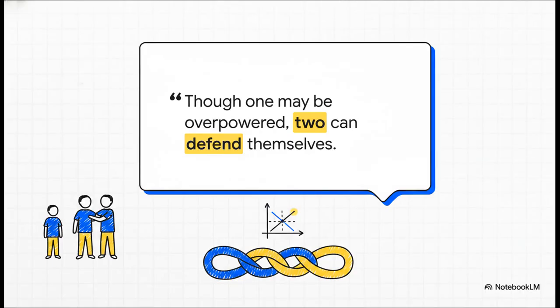I want to start us off by looking at this really profound piece of wisdom. The one may be overpowered, two can defend themselves. A cord of 3 strands is not quickly broken. Now you might be wondering, what does ancient biblical wisdom about unity have to do with 8th grade math? Well, pretty much everything. It's all about that incredible strength and clarity you get when things work together, rather than just standing alone.